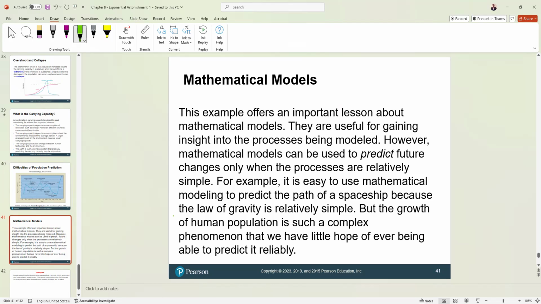These examples of mathematical models are very important. They offer important lessons about mathematical models. They are useful for gaining insight into the process being modeled. However, mathematical models can be used to predict future change only when the process is relatively simple. For example, it's easy to use mathematical modeling to predict the path of a spaceship because the law of gravity is relatively simple. But the growth of human population is such a complex phenomenon that we have little hope of ever being able to predict it reliably. So that's very important.